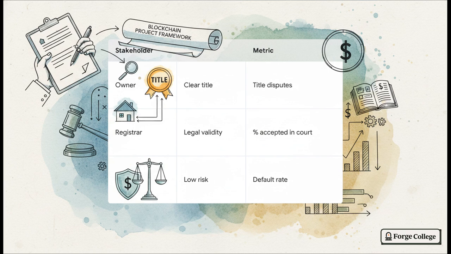For property owners, their main goal is a clear title. We quantify that by tracking title disputes per 1,000 transfers. For the registrar, the goal is legal validity, which we measure by the percentage of records that actually hold up in court. And for lenders, they just want low risk, so we track their default rates. The golden rule here is to always translate fuzzy qualitative goals into hard, cold metrics.